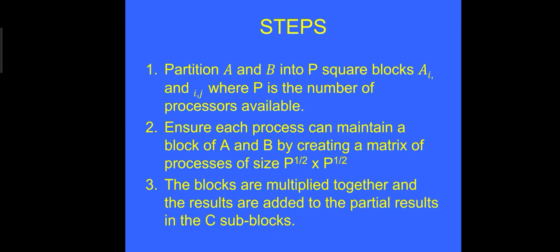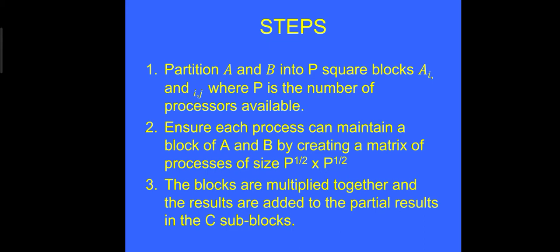The steps are: partition the A and B matrices into P square blocks. P is the number of processors available. So based on the number of processors, we have to divide the matrix elements into P blocks. For example, if a 3 cross 3 mesh network is available, then we have to divide the matrix into 3 cross 3 blocks.